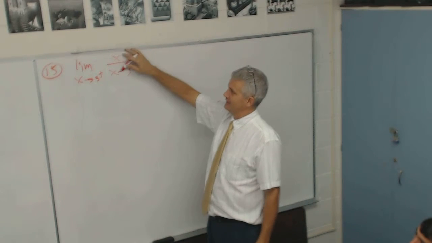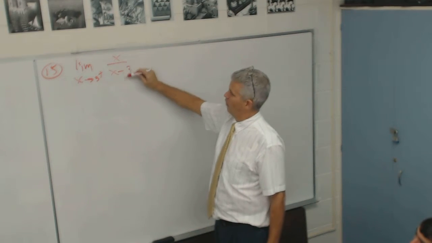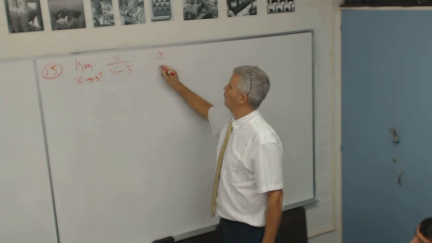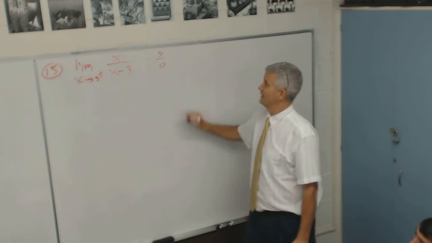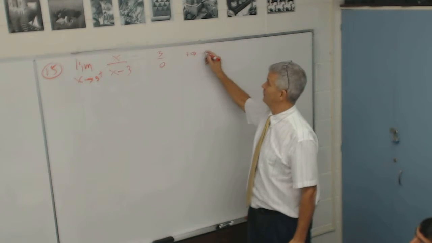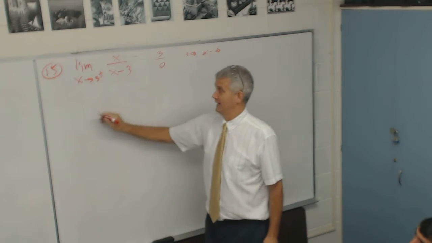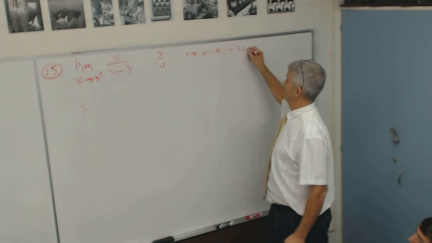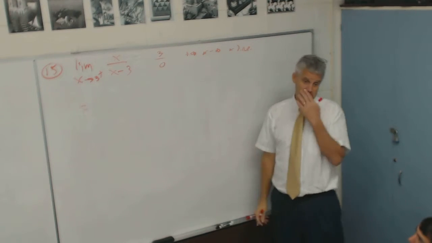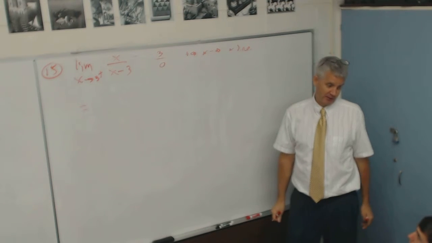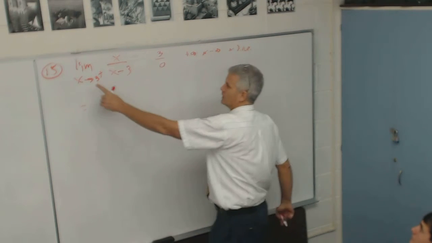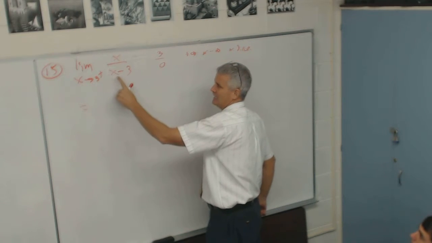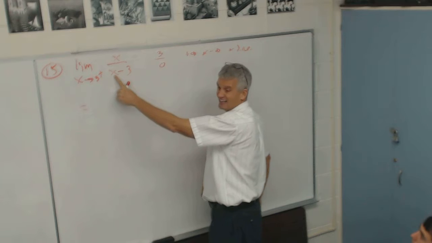Here's how you do this problem. We plug in 3, we get 3 on top. We don't get 0 on top, we get 0 on the bottom. So the answer is plus infinity, or it's negative infinity, or it does not exist. It's going to be one of these 3 answers. Well, we have to decide which is the appropriate answer. Since we're coming towards 3 from the right, this number is a little bit bigger than 3.